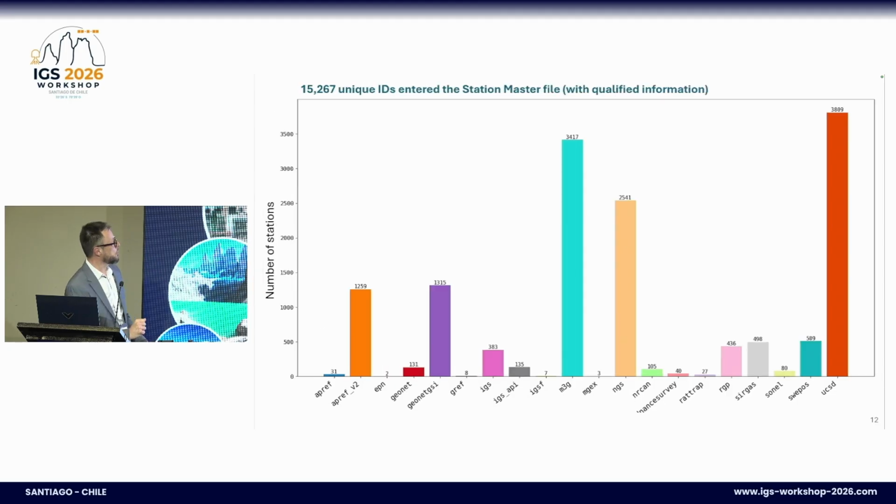And what we integrate in the database is 15,000 unique stations. Of course, some of the stations are in different repositories, so this number is much smaller than the previous one. And the most trustable repository, according to our criteria, is M3G, which is operated by the Royal Observatory of Belgium and is connected to EPOS, the European Plate Observing System.